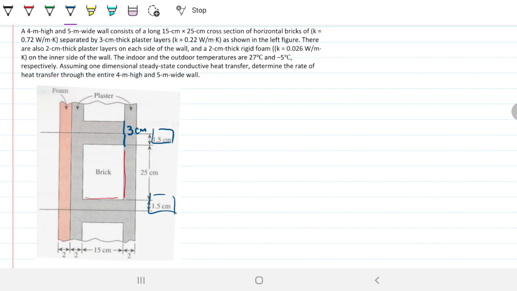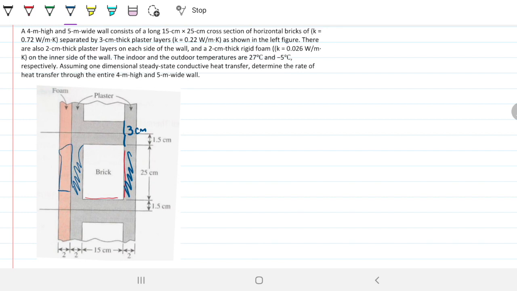There's also a 2 centimeter thick plaster layer on each side of the wall and a 2 centimeter thick rigid foam on the inner side of the wall. So we have plaster over here, that's the plaster he's talking about, and the plaster over here on each side of the brick, and then we also have a foam, which is this orange fella there.